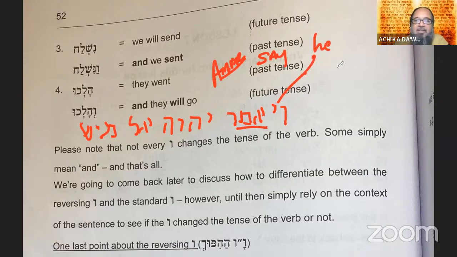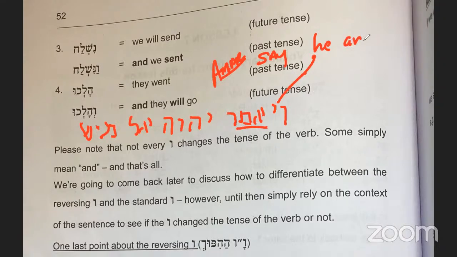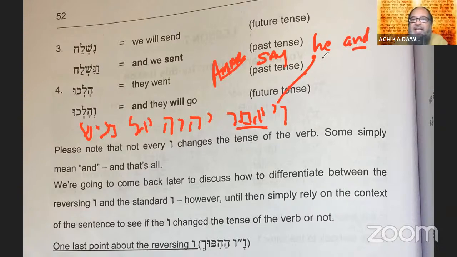And the wa means and. Okay. So we don't ever say and he say. We would say and he said. Okay. So it goes from say to said. If this wasn't here, it would mean he will say. Okay. He will say Yahweh to Moshe. But it has that wa, yo, right here, why. And they have a little dot here sometimes, why yo mer, meaning and he said.